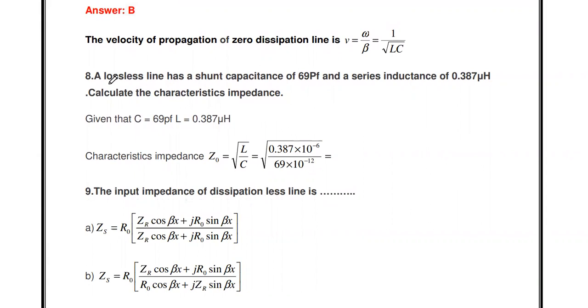Okay. So we will see the first question. You see a lossless line. A lossless line means the dissipationless line. It is otherwise called a lossless line. Zero dissipation means there is no loss in the particular transmission line.